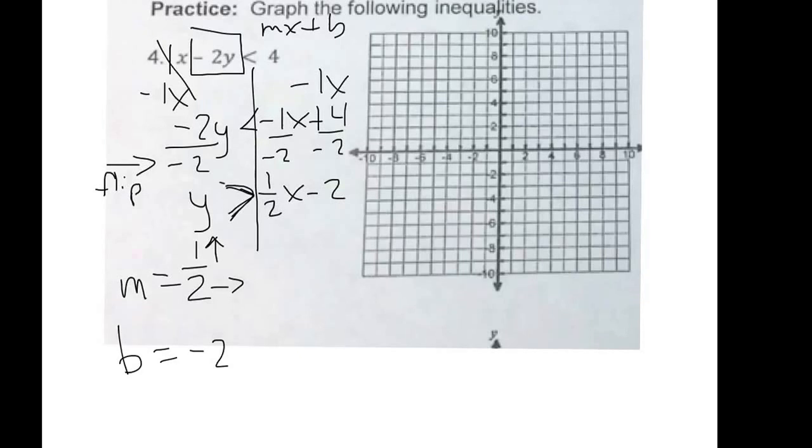My symbol looks like this. So it is dotted. And it's greater than, so that's going to be up. So I start at negative 2. I go up 1 over 2. Up 1 over 2. I'm going to use a dotted line.